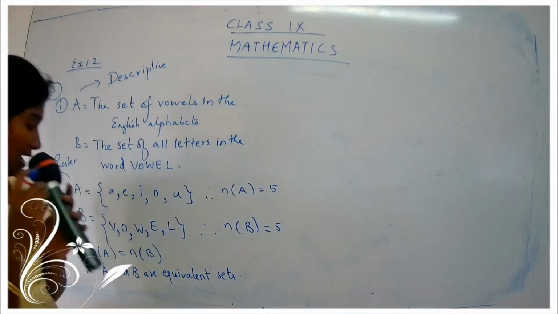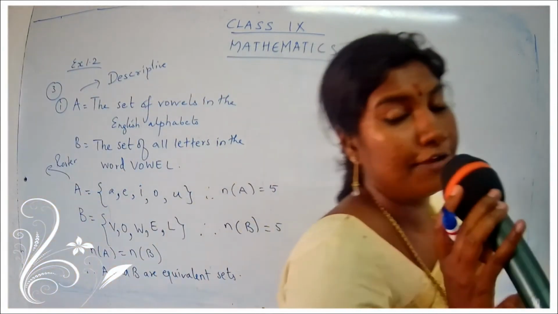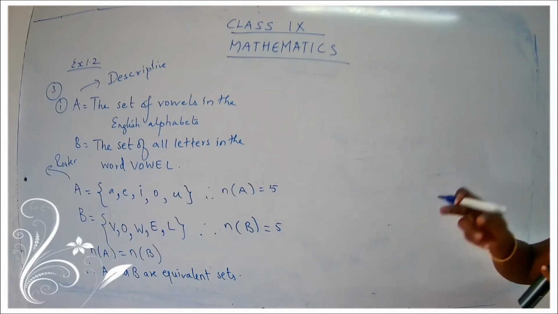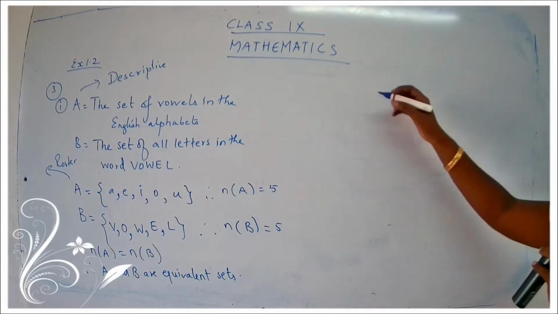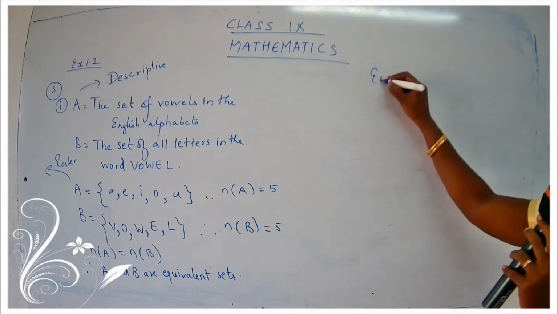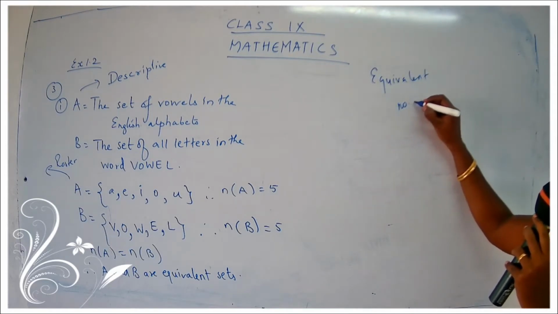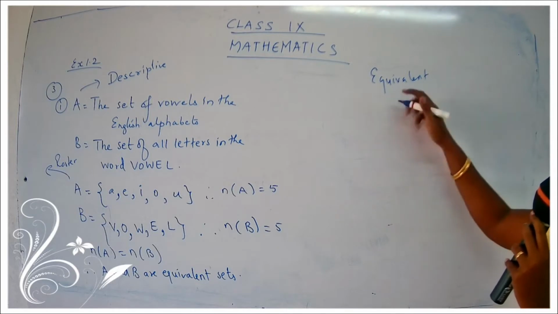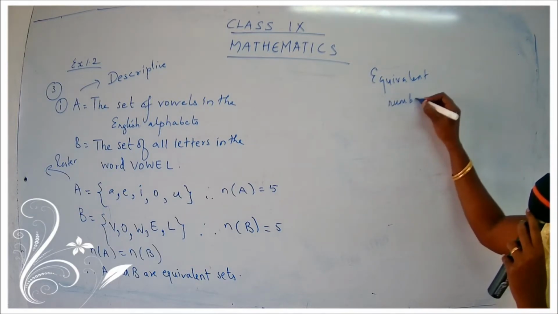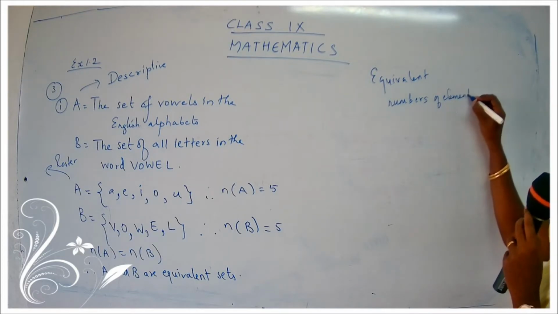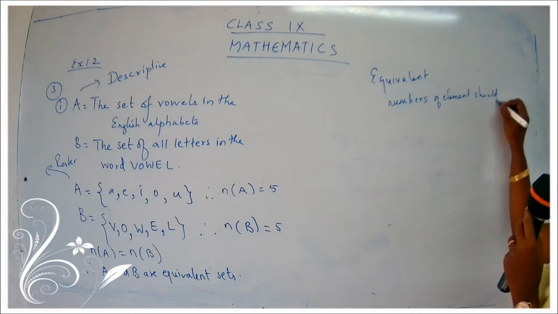Okay, you may ask, ma'am, why are we not writing equal? We have the same number of elements. See, be careful when you are writing equivalent and equal. When I talk about equivalent, the numbers should be same. Okay, numbers should be same. That is A 5. So 5 numbers of elements should be same.